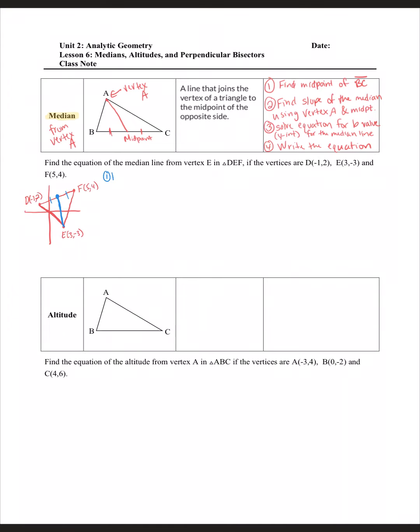So that's step one. Let's find the midpoint of side DF. The midpoint of DF is equal to, and remember, we're just going to take the average of our x values and the average of our y values. So our x values for D and F are -1 plus 5 divided by 2, and our y values are 2 plus 4 divided by 2. So the midpoint of DF is going to be equal to, well, -1 plus 5 is 4, divided by 2 is 2, and then 2 plus 4 is 6, divided by 2 is 3. Okay, so that will be our midpoint.